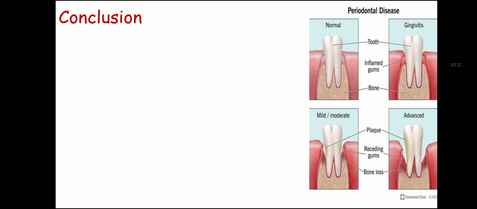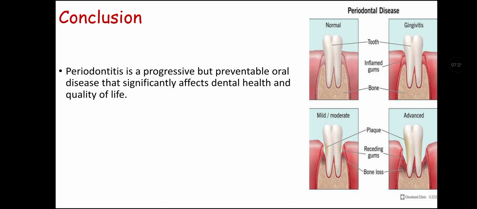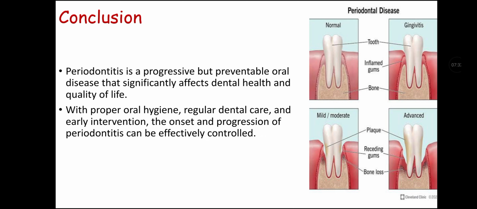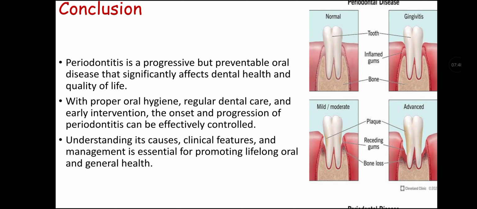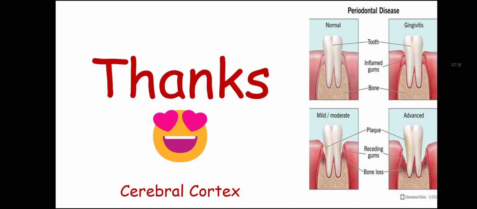Now let's talk about conclusion of this lecture video. Periodontitis is a progressive but preventable oral disease that significantly affects dental health and quality of life. With proper oral hygiene, regular dental care, and early intervention, the onset and progression of periodontitis can be effectively controlled. Understanding its cause, clinical features, and management is essential for promoting lifelong oral and general health. And this was all about periodontitis.